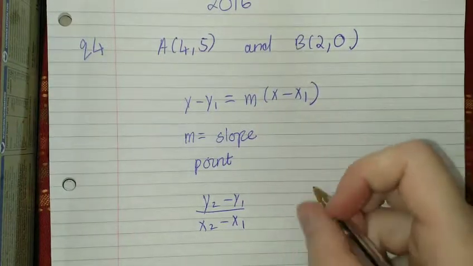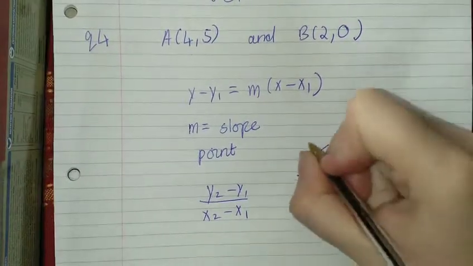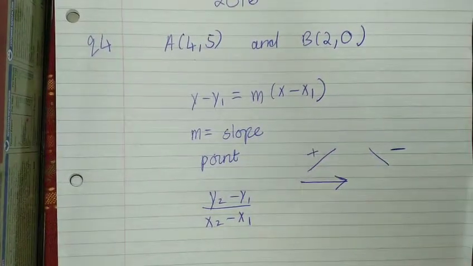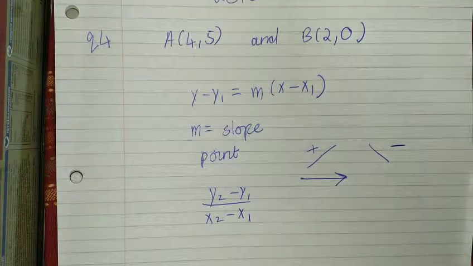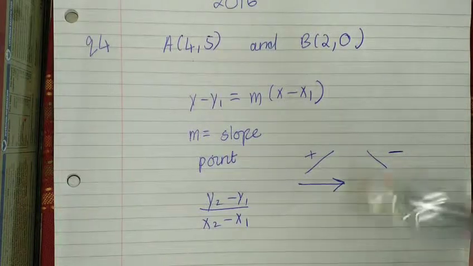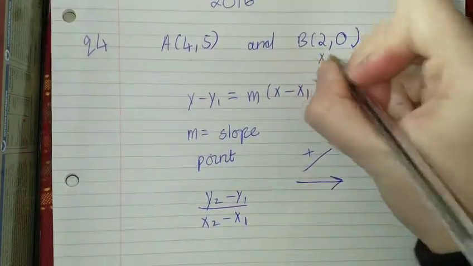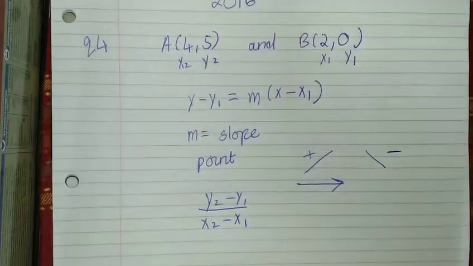The slope always has to go from left to right. So this would be a positive slope. This here would be a negative slope. So I generally take the point that is closest to the left, so the point with the lowest x value, as my x1, y1. In this case, it's B, so x1, y1 and x2, y2.